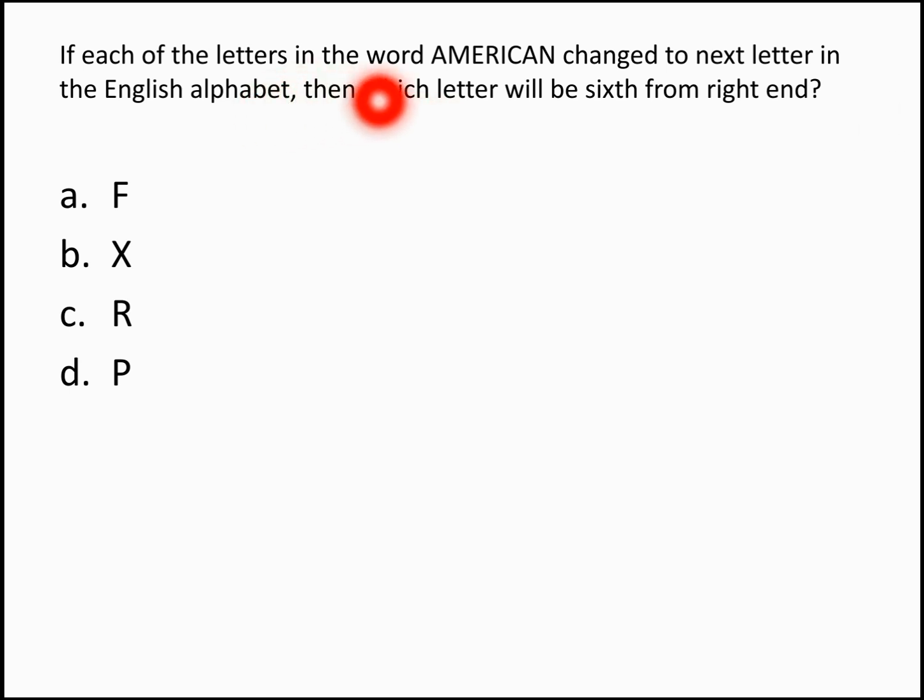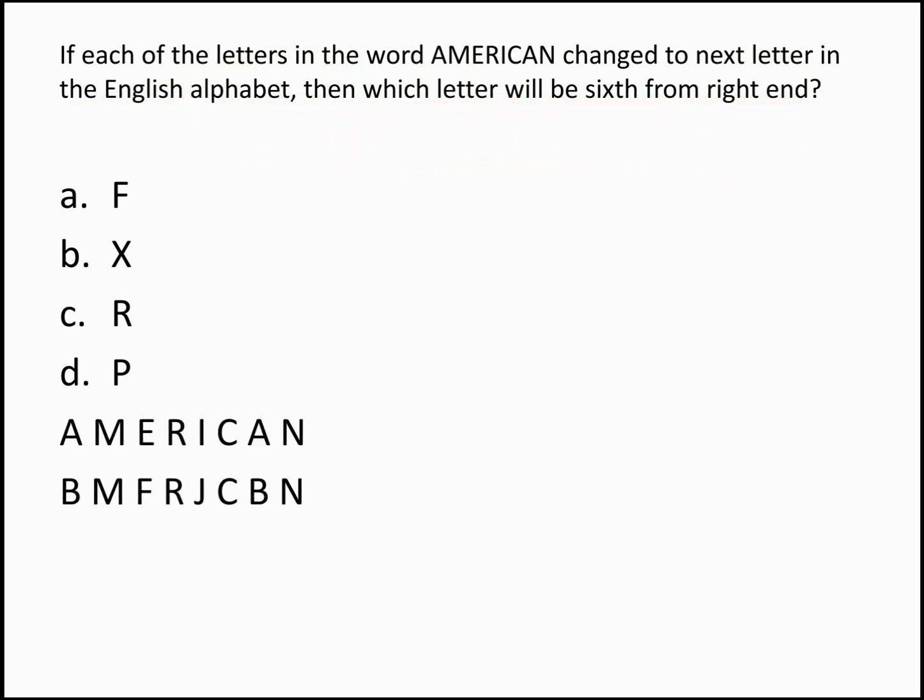If each of the vowels in the word American is changed to the next letter in the English alphabet, then which letter will be 6th from the right end, right? So each of the vowels is changed. So A is B, E is changed as F, I is changed as J and A is changed as B. Okay, so in that case, which letter will be 6th from the right end? 1, 2, 3, 4, 5, 6. So the answer is going to be F.